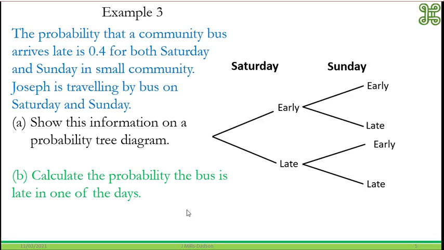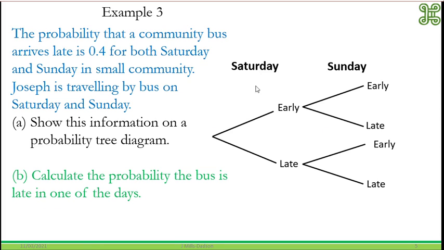Example 3, pause the video and read the question. Okay, so the probability that a community bus arrives late is 0.4 for both days, Saturdays and Sundays. Joseph is traveling by a bus on Saturday and Sunday. Complete the information, then calculate probability that the bus is late in one of the days.